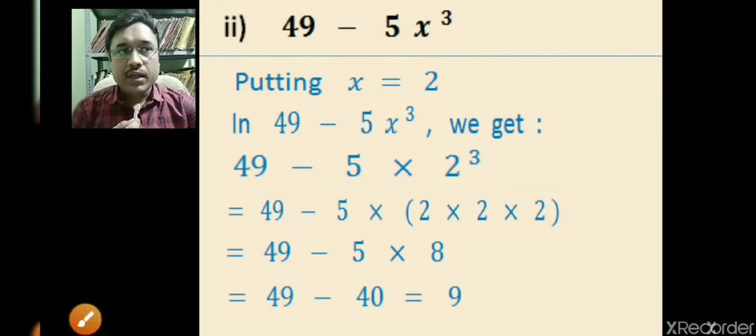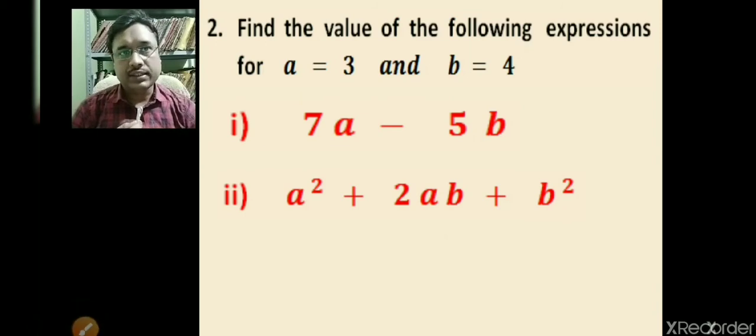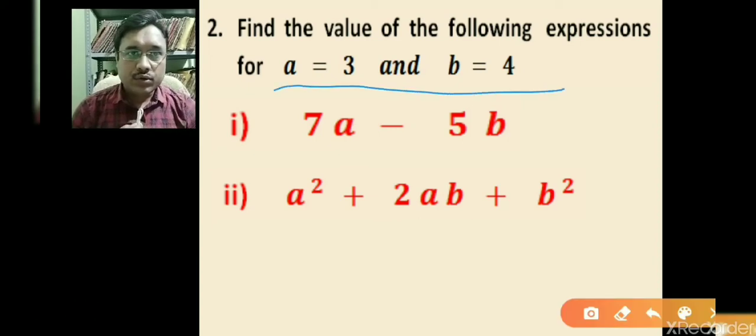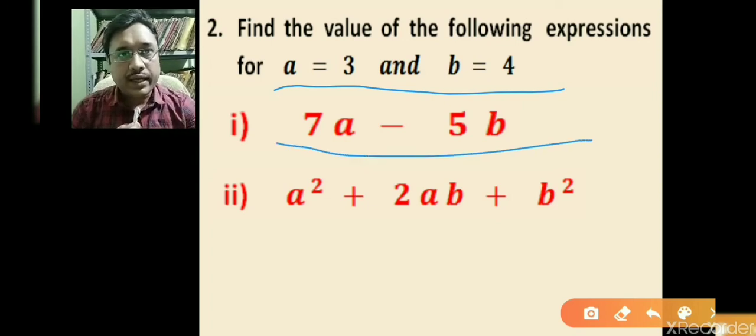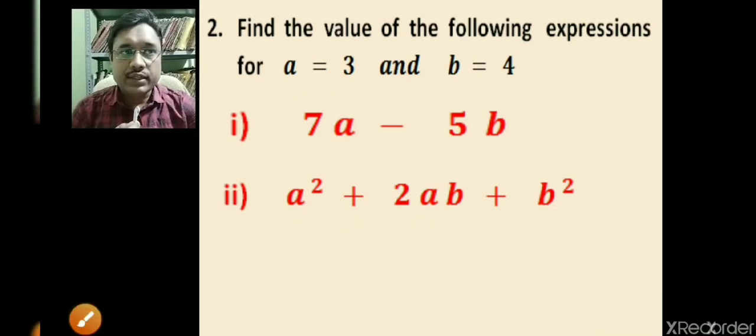Okay, now here we have two variables in these algebraic expressions. There are two algebraic expressions. So find the value of the following algebraic expressions for a equals 3 and b equals 4. Here a is 3 and b is 4, and the first expression is 7a minus 5b, and the second is a square plus 2ab plus b square. So let's solve this and find the value.